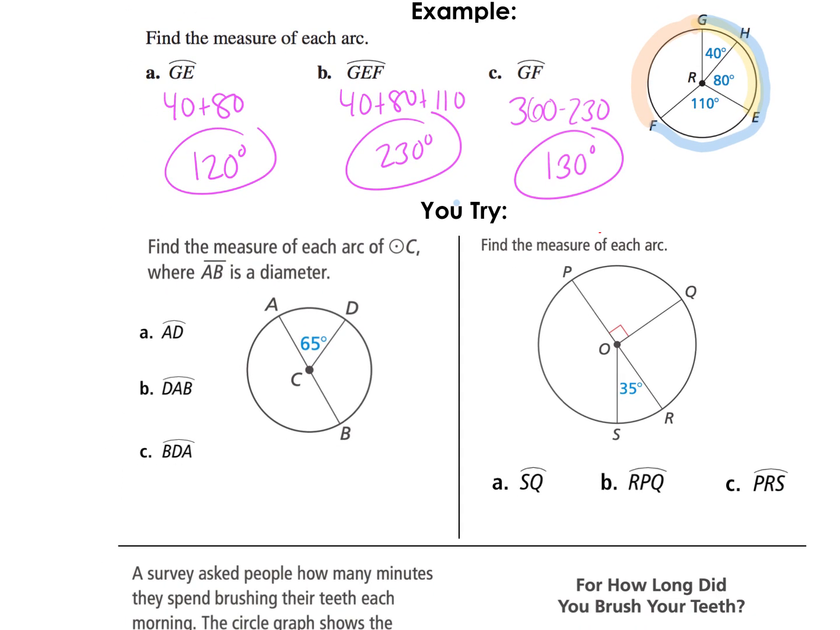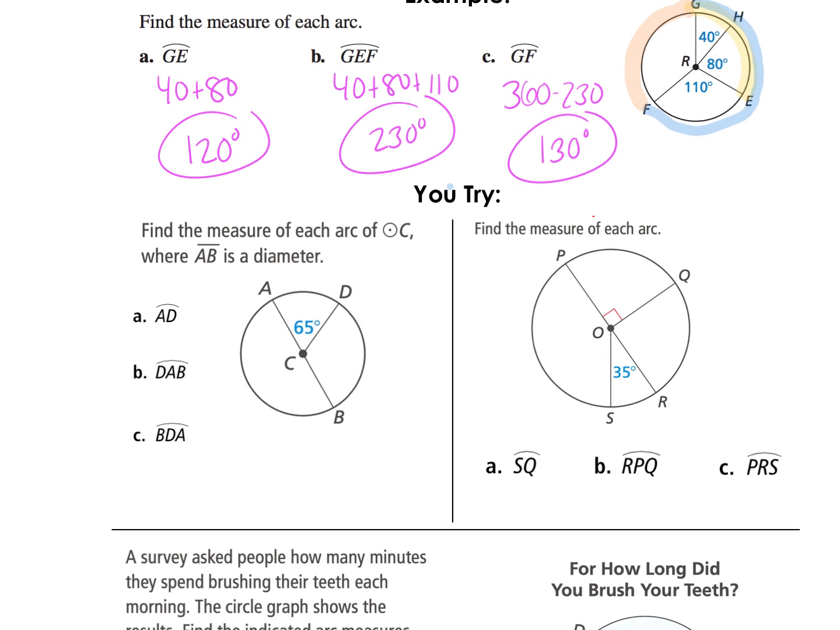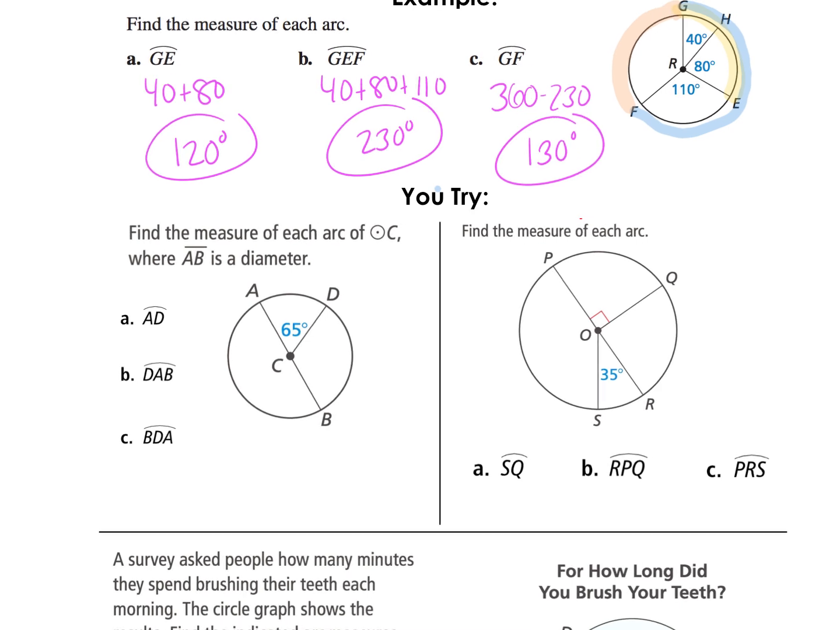There's a couple of Try's here. So it says find the measure of each arc of circle C where AB is a diameter. And then it says find the measure of each arc on the second one. I'm going to ask that we pause the video just for maybe a couple of minutes, and you guys try those, and then restart the video and just check your answers. I'll have the answers up.